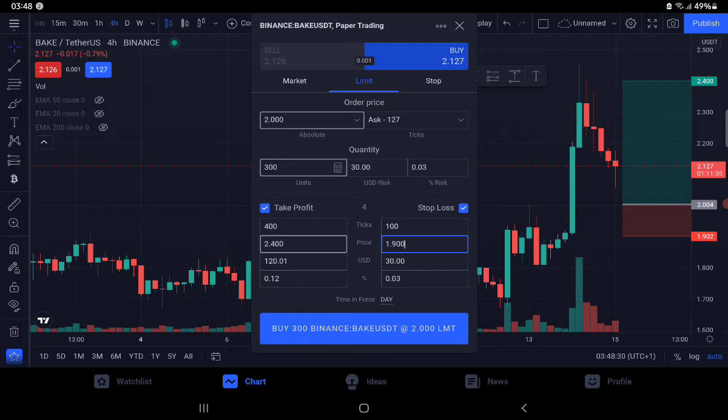2.4 from 2, so that's 20% profit. 20% profit from $600 is what? 120. You get, so it's correct. Now you're seeing under here we have ticks. That's 4:1, 400 ticks. That's how we call it, like pips. Then under the price, we see when the price gets to 2.4, and that's stop loss when it gets to 1.9. The profit we will make is $120 profit, and the loss we'll lose is $30 loss.